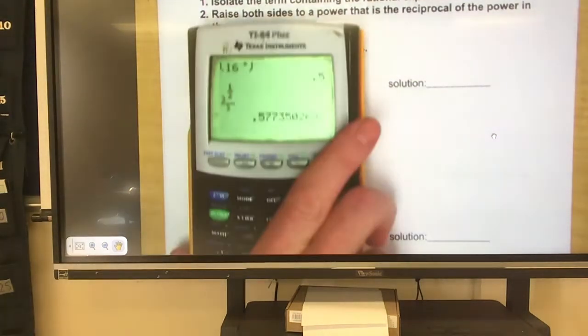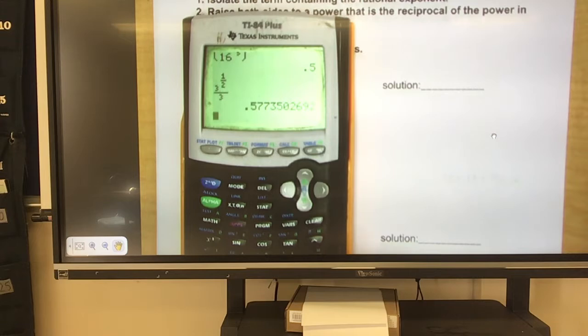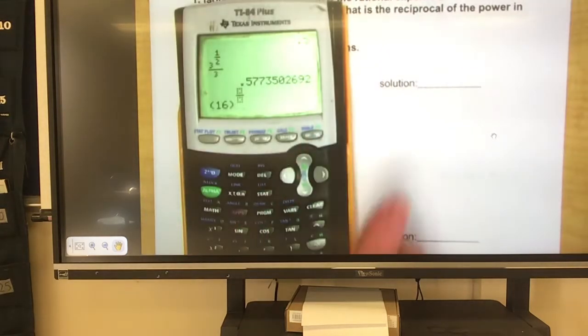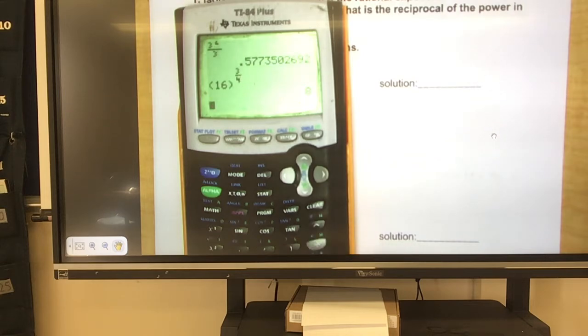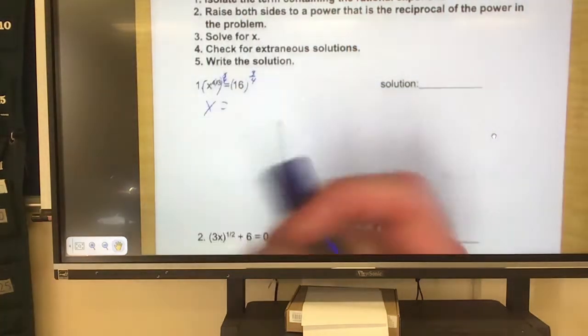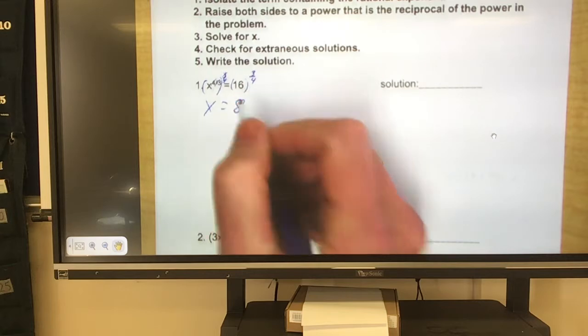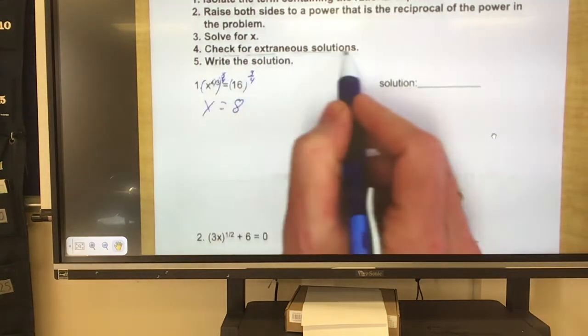We take our handy dandy calculator, we're going to type it in, 16, raised to the 3/4 power, and hit enter, and it gives us 8. So x equals 8. Now, as it says up here, we need to check for extraneous solutions.